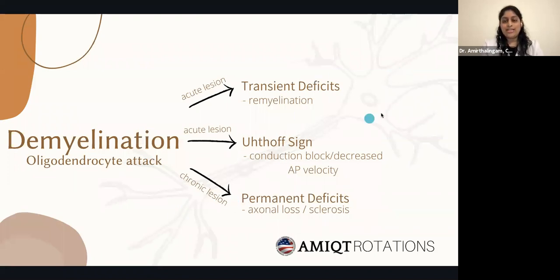If it's acute, we have transient deficits and remyelination is still possible. Important to note is also the Uhthoff sign, which is a conduction block or decreased action potential velocity, which we can actually examine. And a chronic lesion would lead to more permanent deficits. In this case, it's axonal loss and sclerosis, and remyelination will not be possible.